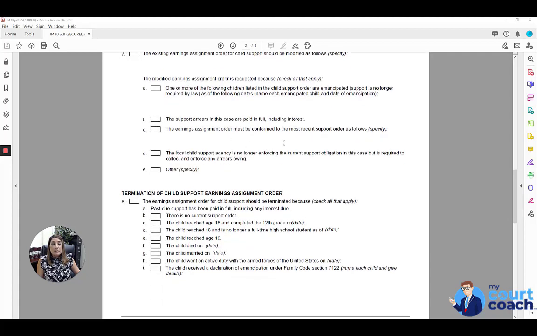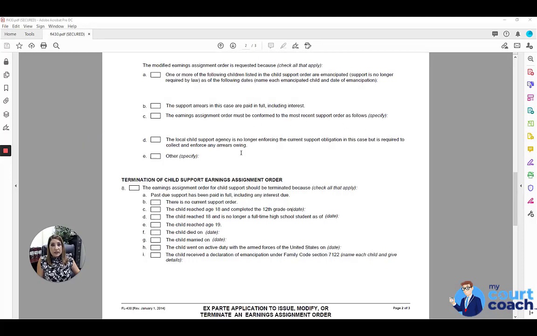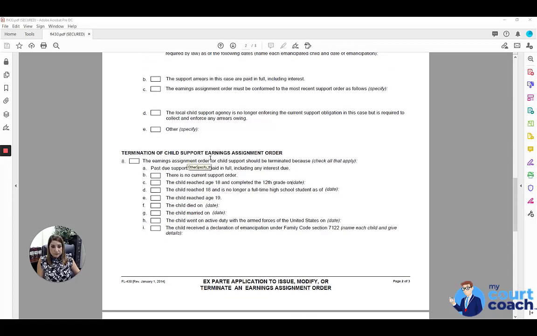If the support order has changed, the support order itself has been modified, mark 7C, and then include what the new orders are. If the local child support agency is no longer enforcing the current child support obligation and is only collecting and enforcing arrears owing, mark box D. If there's any other reason that you think is significant, mark box E and explain in other.